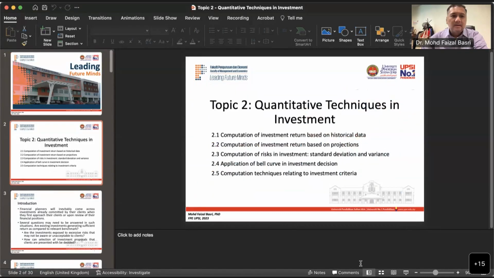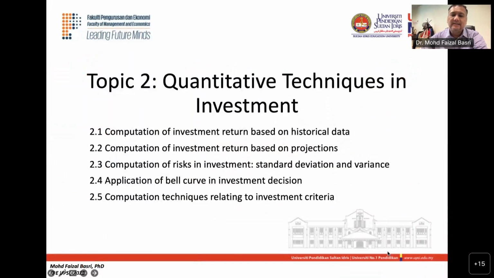Okay, so the second topic is about quantitative techniques in investment. We have a few models, techniques, or steps in terms of how we can do some analysis with regards to our investment decisions and how to make decisions with regards to our investment.